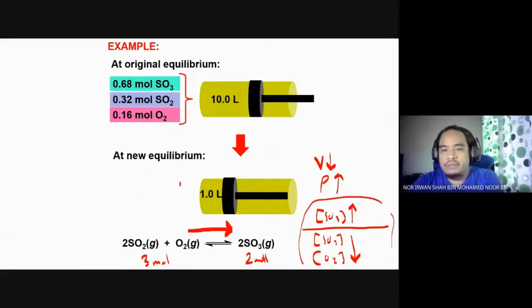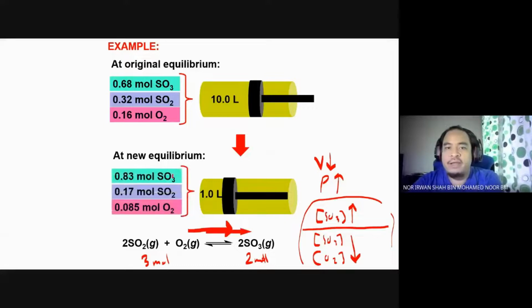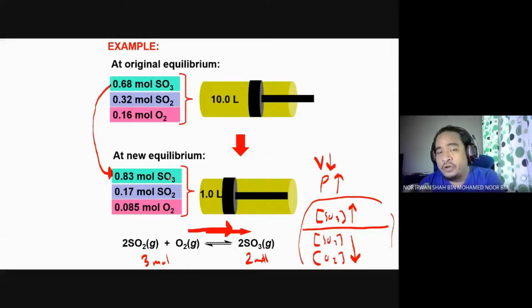Now let's look at the moles. Now let's look at the data here. Class, let's look at SO3 and see what happened. Initially the moles is 0.68, but at the new equilibrium, its moles increases to 0.83. Why? Because the system shifts to the right to produce more SO3.